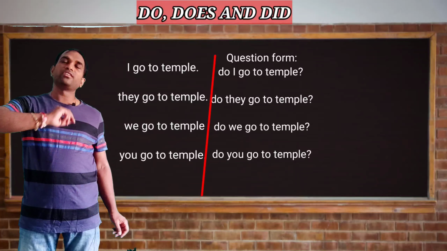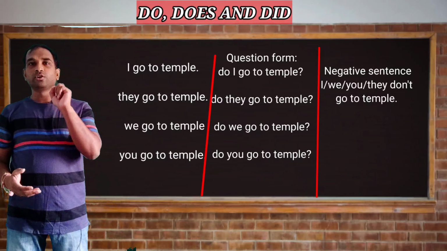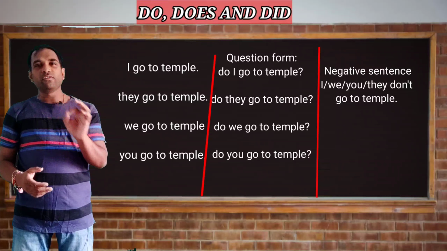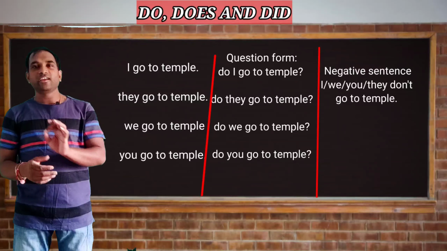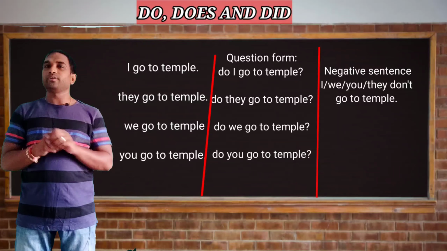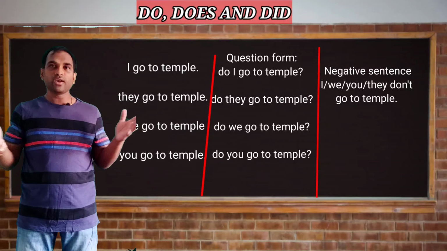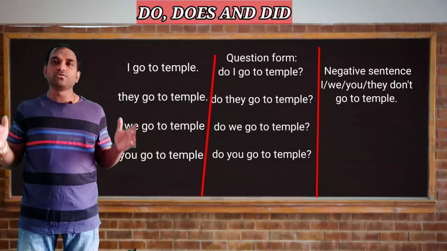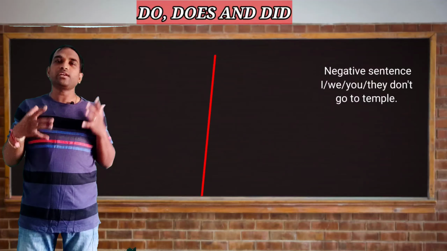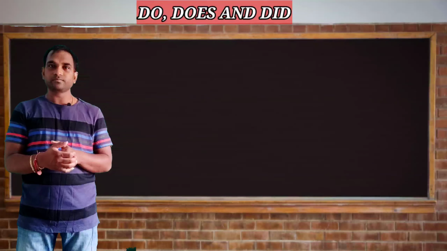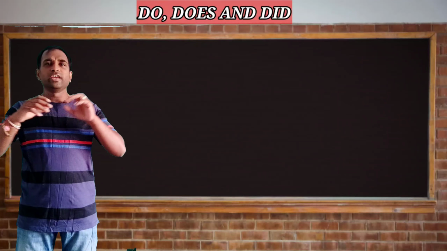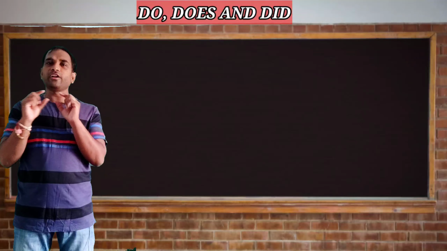And in order to convert them into negative also you use "do." I or we or you or they don't go to temple. Okay, so this is how we use "do" for plural subjects. So it all depends on the number of the subject.